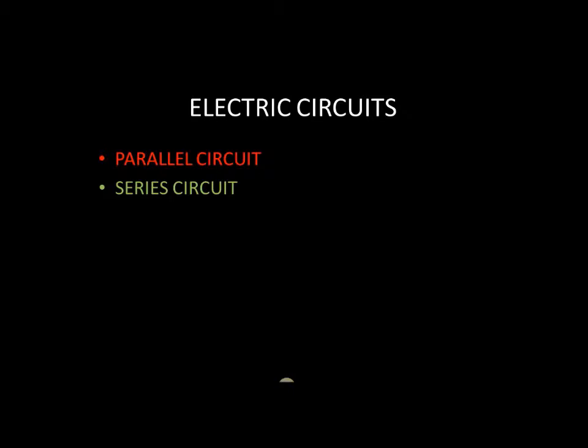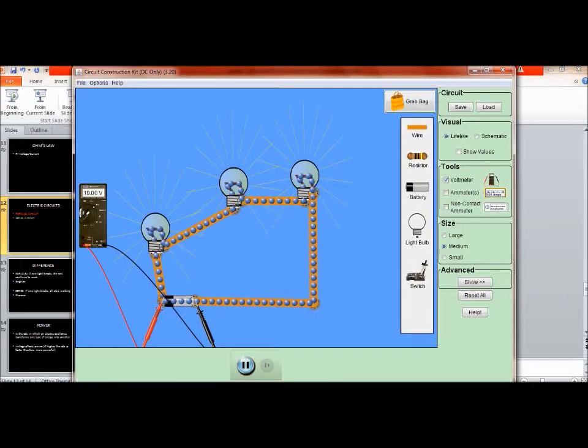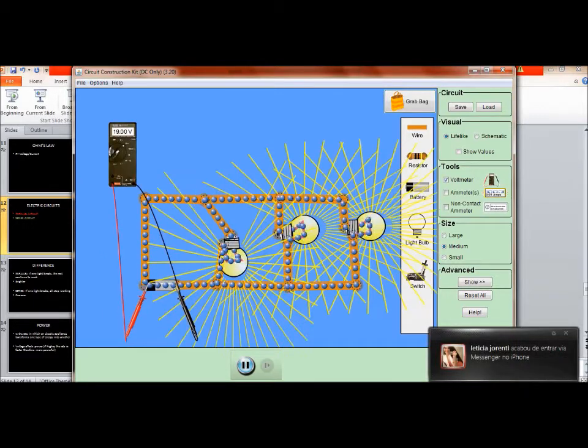Electric circuits. There are two types of electric circuits, the parallel and series. Here is an example of both. This is a series circuit. You can see that all the light bulbs are aligned in only one path. If I happen to break one of these light bulbs, the whole entire circuit ends and does not work anymore.